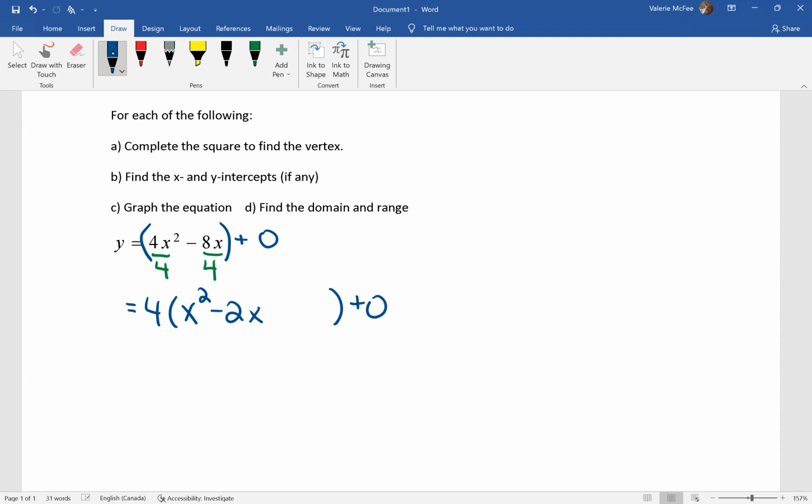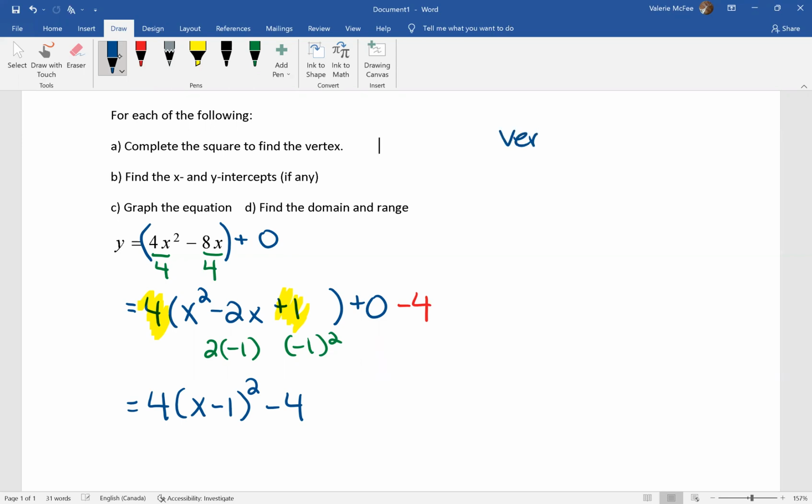Leave some space. Complete a perfect square trinomial. 2 times -1. So here we see that -1 all squared or +1 completes the trinomial. We need to balance our equation. So +4 minus 4 brings us back to the original equation. Now we can factor, keeping that 4, using the -1 to factor. Here's our equation in vertex form.